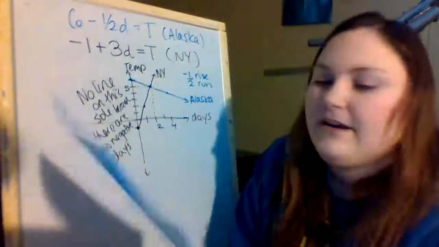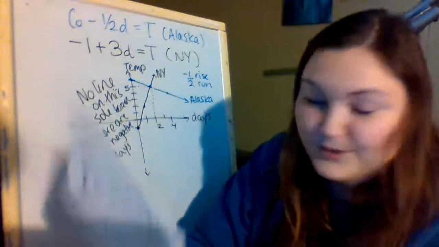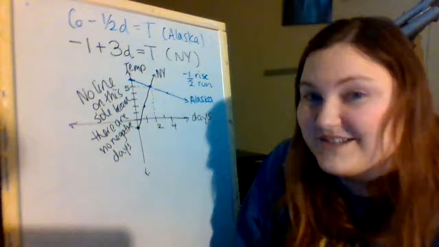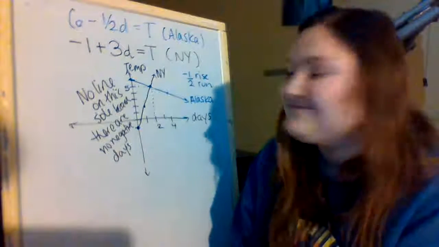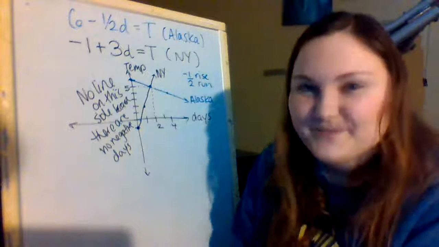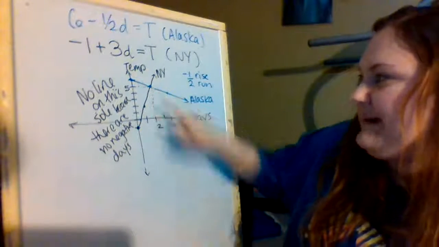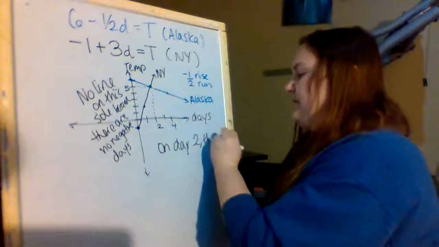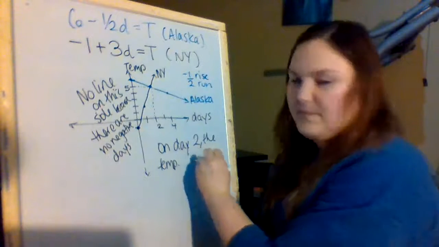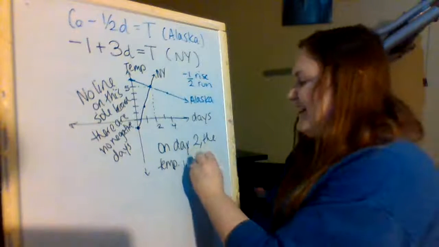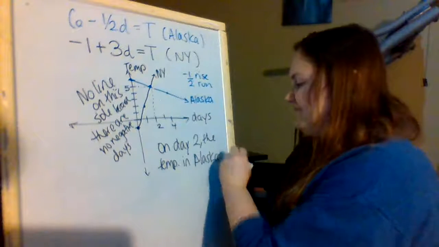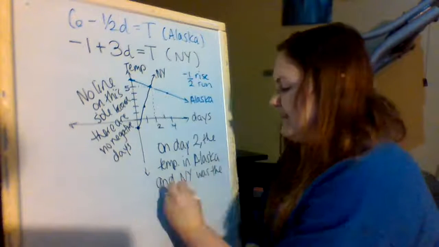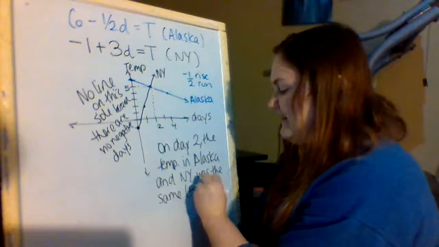So the last question for that example says, describe what you learned from the graph. We can kind of summarize everything we were saying here. If you want to take a moment, try to summarize it on your own. So probably what I would say about this one point here, we could say on day 2, I'm going to write short so I don't run out of room, the temperature in Alaska and New York was the same. You could even tell me 5 degrees.